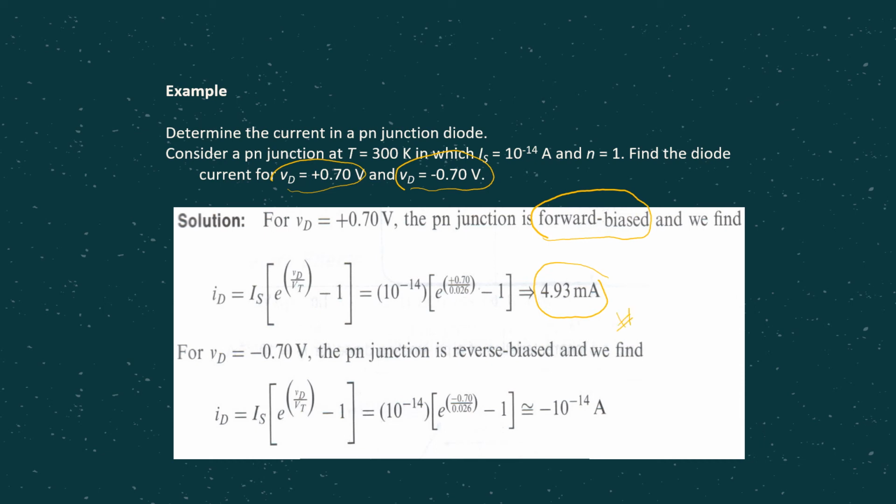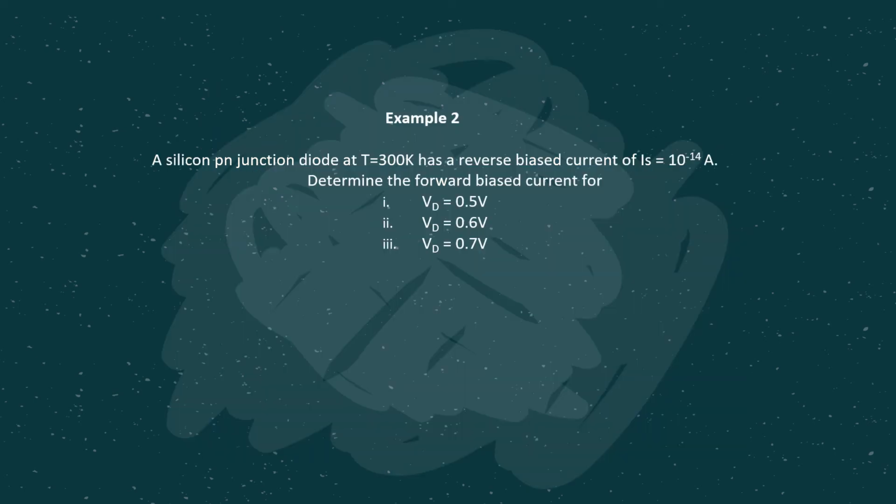Then for the second condition where Vd is negative 0.7, which means the PN junction is under reverse bias, if we substitute the values into the formula, you are going to get ID very small, indicating there is no current flow. It is understood that under reverse bias, the depletion region is so wide it will be difficult for the carriers to cross the junction. Obviously, there won't be any current. Here is another example, but you may do it on your own for your self-revision.